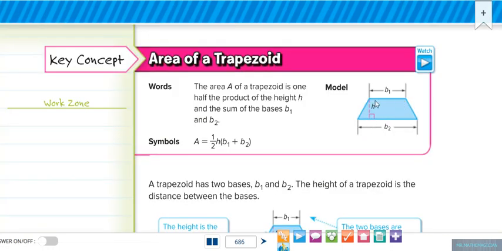This is the shape of the trapezoid. It has two parallel bases. One of them is short and the other is long. And the height is the perpendicular between the two bases, base 1 and base 2. This is a rule we are going to use. Area equals half height times base 1 plus base 2, sum of bases. So in words, the area A of a trapezoid is 1/2 the product of the height and the sum of the bases base 1 and base 2.